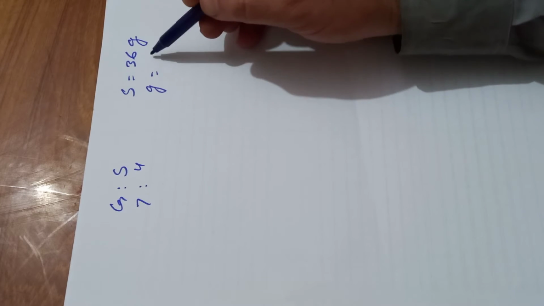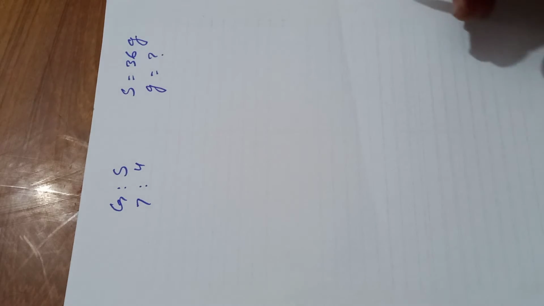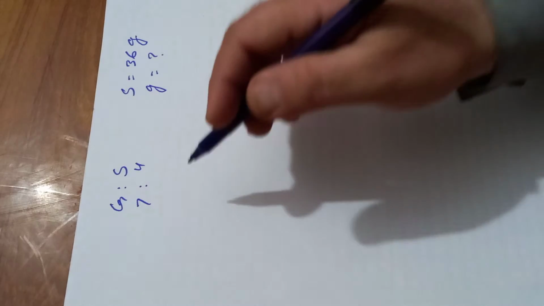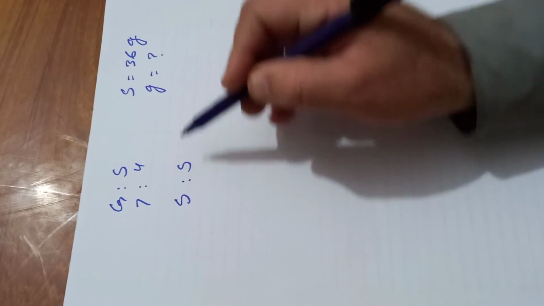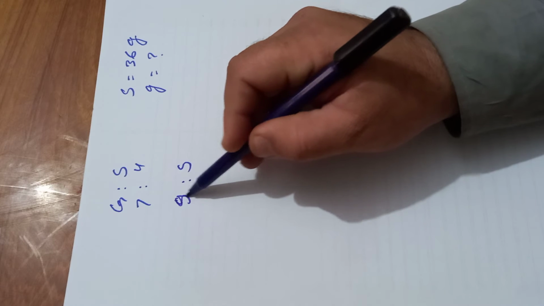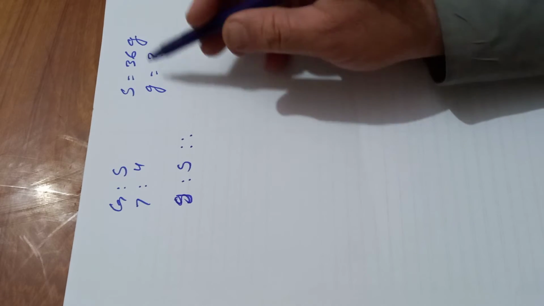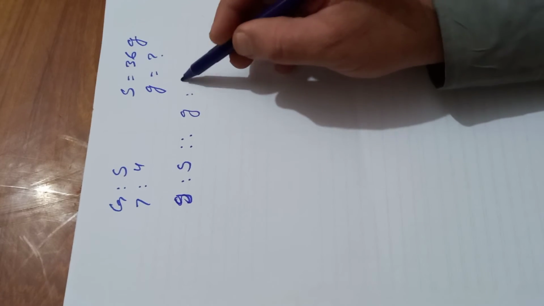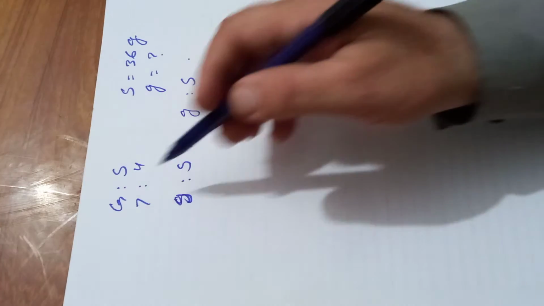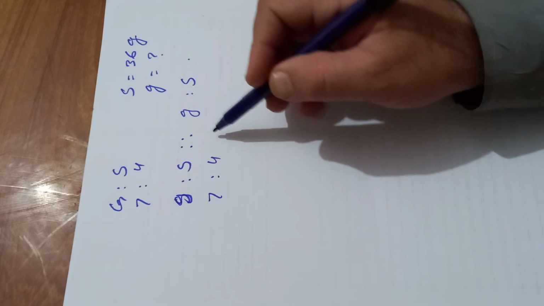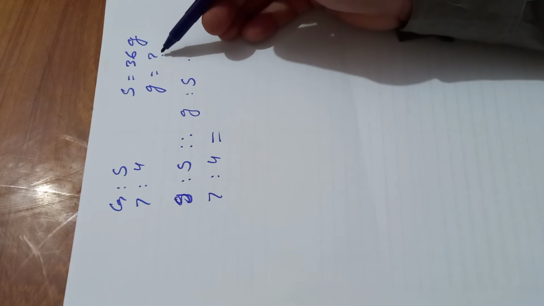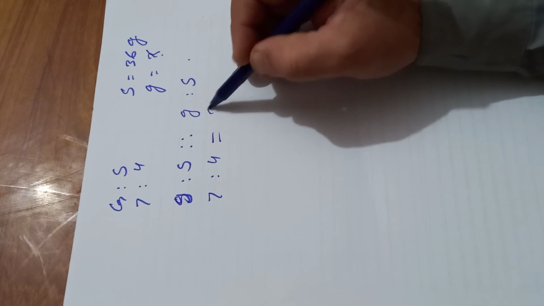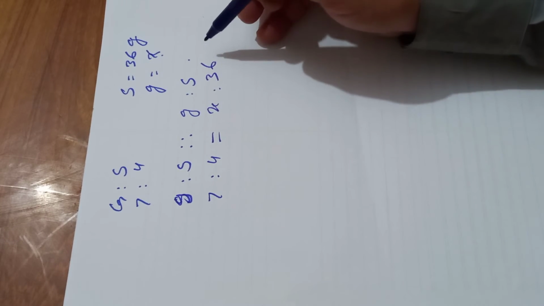Now we have to find the real weight of the gold. So gold is to silver, proportion, gold is to silver. As we know, 7:4 is equal to, let's suppose gold is x, so x to 36.